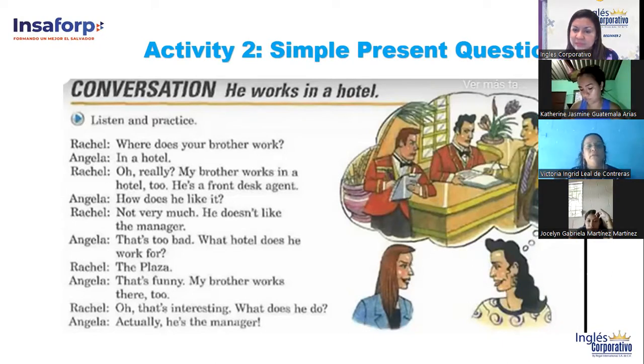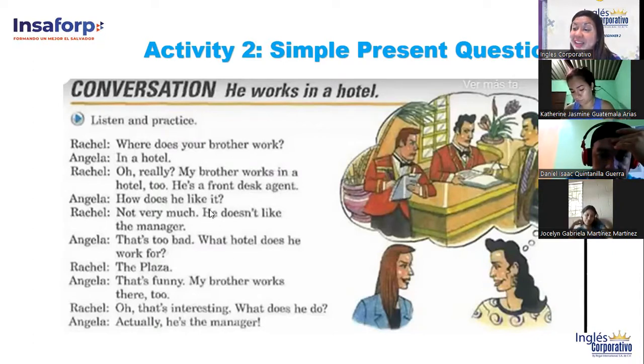What does he do at the hotel? What is his function or his position at the hotel? Manager? Desk agent? Yes, Angela's brother is the manager. And Rachel's brother also works in a hotel. What does Rachel's brother do? He's a front desk agent, exactly. The front desk agent, right?